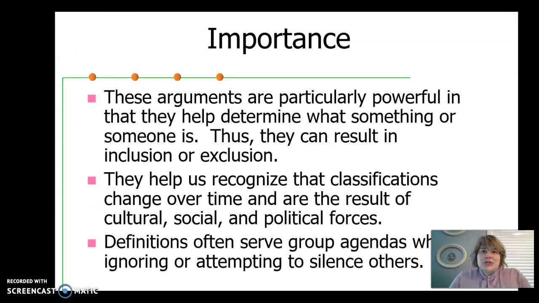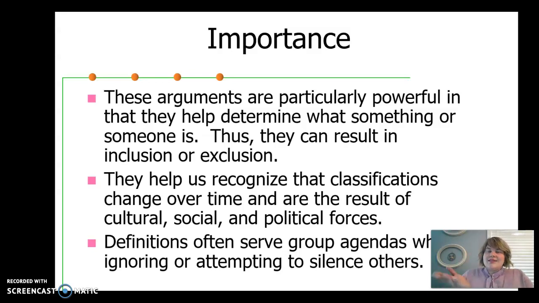I think that definition argument is one of the most important arguments that you write as a student because it is the argument that you might end up using in your day-to-day life more than any other type of argument. So questions of whether or not something is sexual harassment, or questions about whether or not something is racist. All of these are definition argument questions.